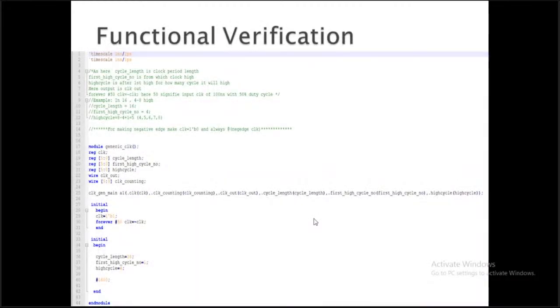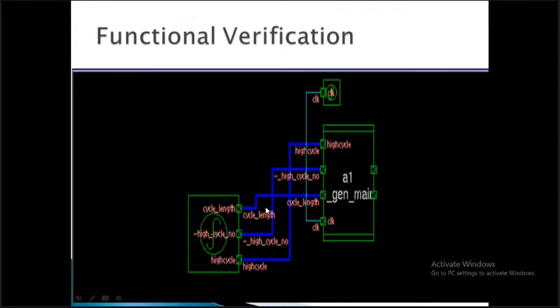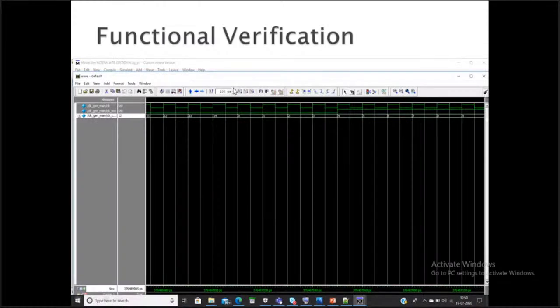We write the test bench, we give some input to our main sub block, it will look like this, and then we get the output. We check the waveform of the output as well as input, so it is working accordingly. So then we can say our circuit is functionally correct.